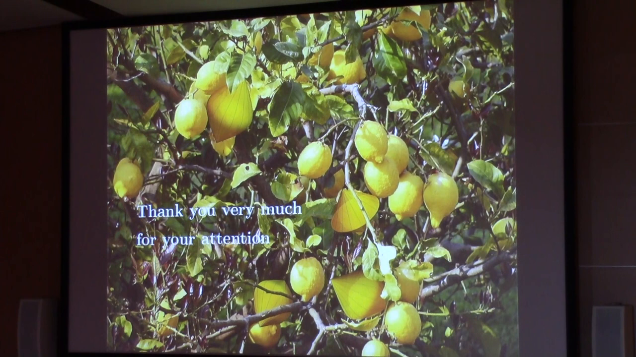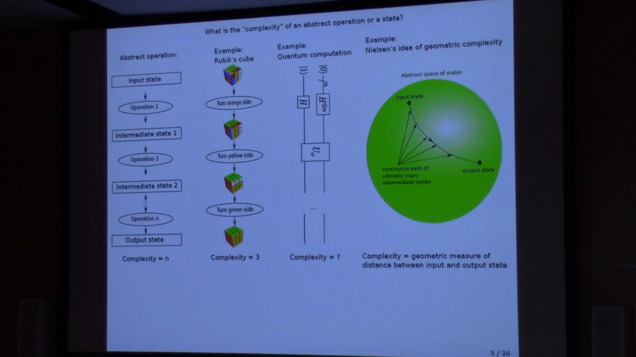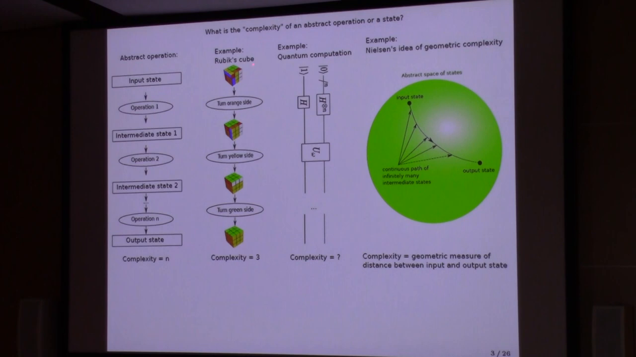Is it a general concept, or is it defined in some specific ways? Yeah, so I have some backup slides. What is complexity? Very abstractly, suppose you have some abstract operation where an input state is mapped to some output state by a sequence of intermediate steps, and the complexity is the number of steps that you need. A simple example: you have a Rubik's cube, you solve it in three turns, then you can say the initial state had a complexity of three.